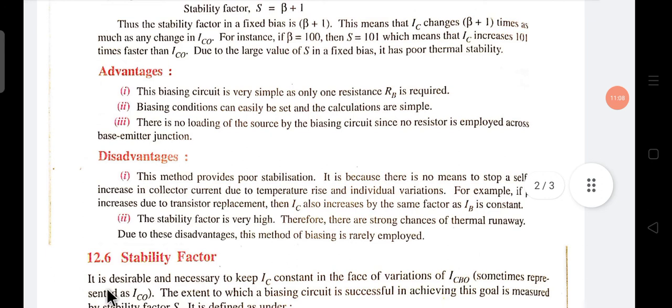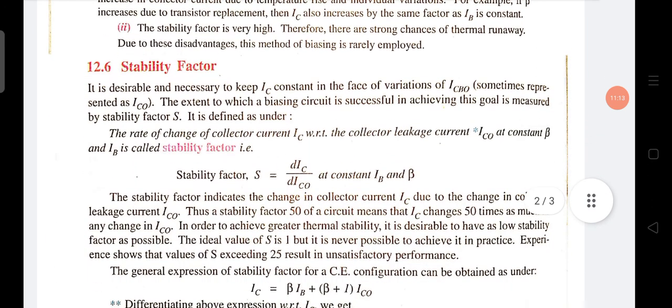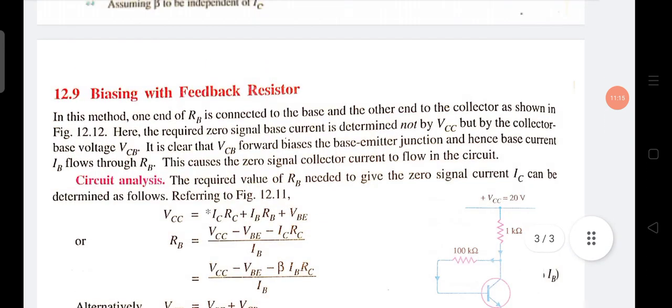In the next class, after seeing the stability factor, we will cover the next method, biasing with feedback resistance.